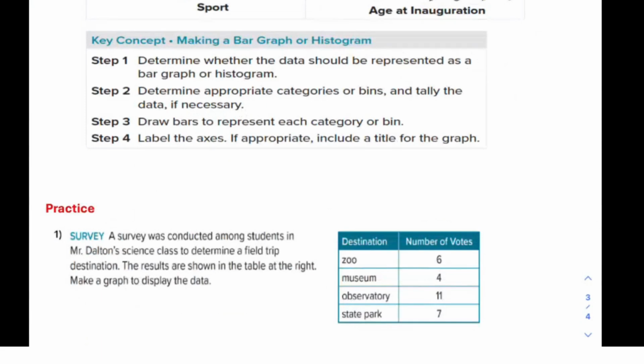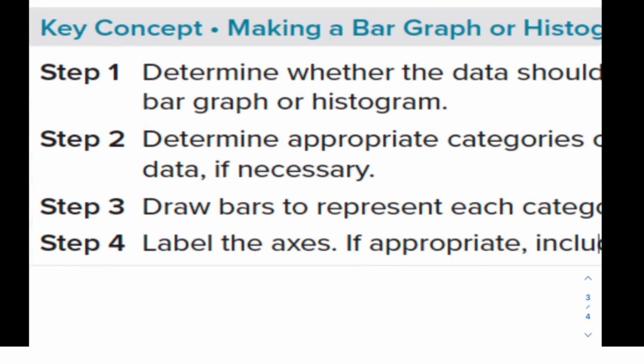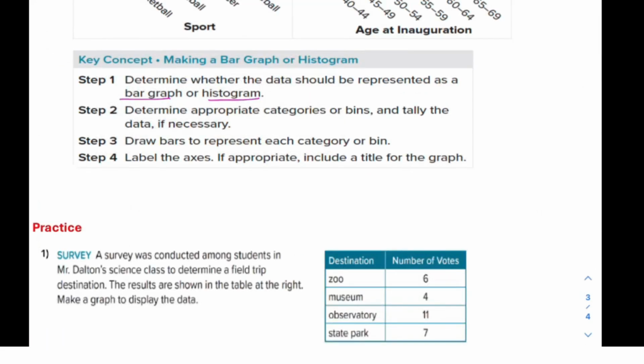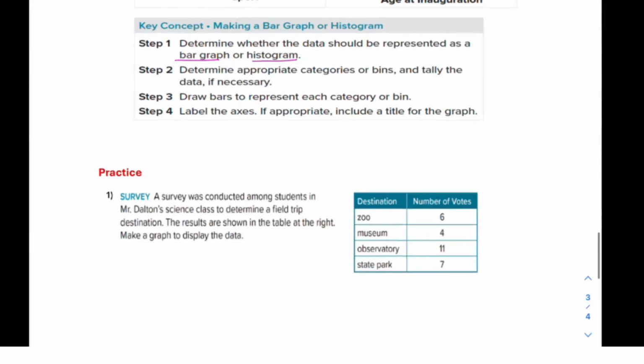So what are the steps to make a bar graph or histogram? First, we determine whether the data should be represented as a bar graph or histogram. If the data is discrete, we are going to use a bar graph. If it is continuous, you are going to use a histogram. Number 2, determine appropriate categories or bins and tally the number of data. Then draw bars to represent each category or bin, and you will find that it is similar to the dot plot in the way it is made. Then label the axes, and if appropriate, include a title for the graph.